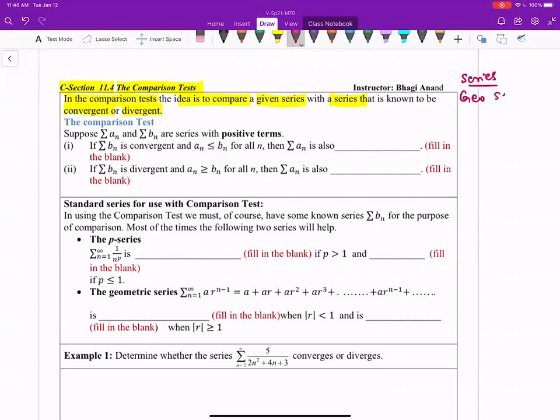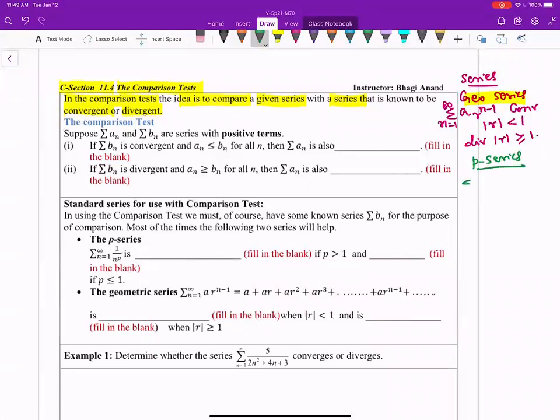geometric series. You know that a geometric series looks like sigma a times r to the n minus 1. And we know that it is convergent when the absolute value of the common ratio is less than 1, and it is divergent when the absolute value of the common ratio is more than or equal to 1. So normally the geometric series is one good series to take for comparison. Then the next series, which is also very handy, is the P series.